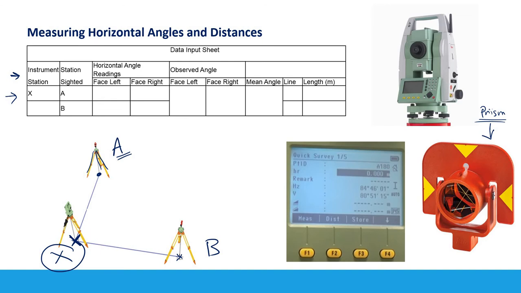After you set up your total station over X accurately, it should be absolutely leveled and absolutely centered over the nail. And then you are going to sight station A. Sighting station A means that you need to sight the middle line on the prism, guys, this middle line here. So when you look through the telescope of your total station, towards A, the center line should be exactly over the center line of the prism.